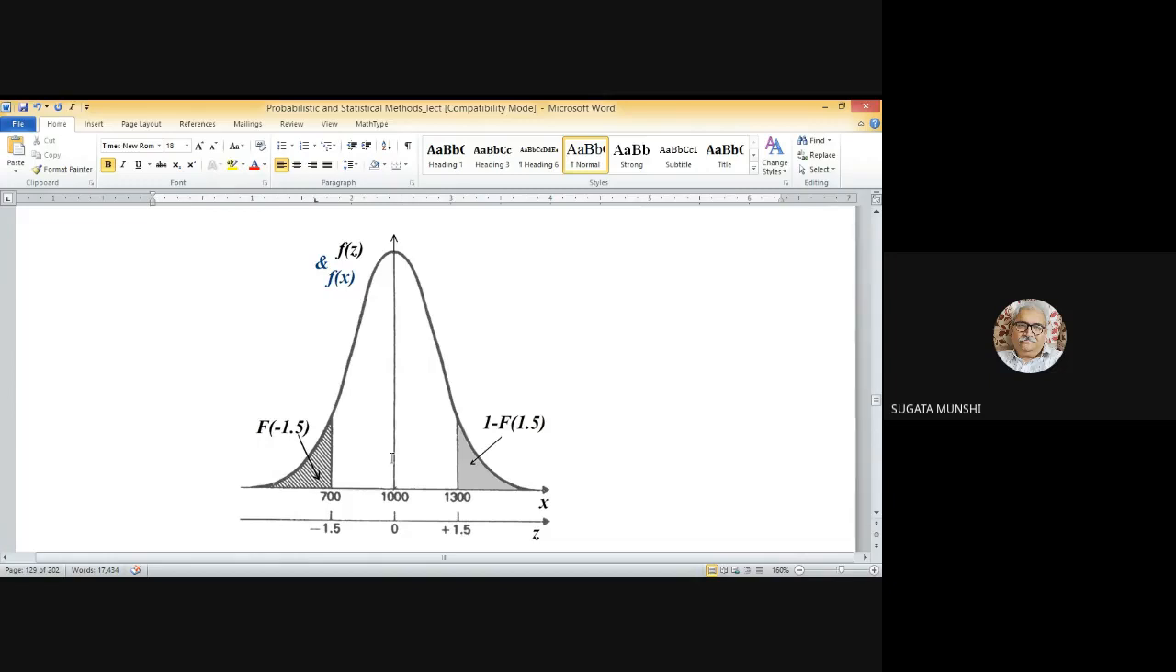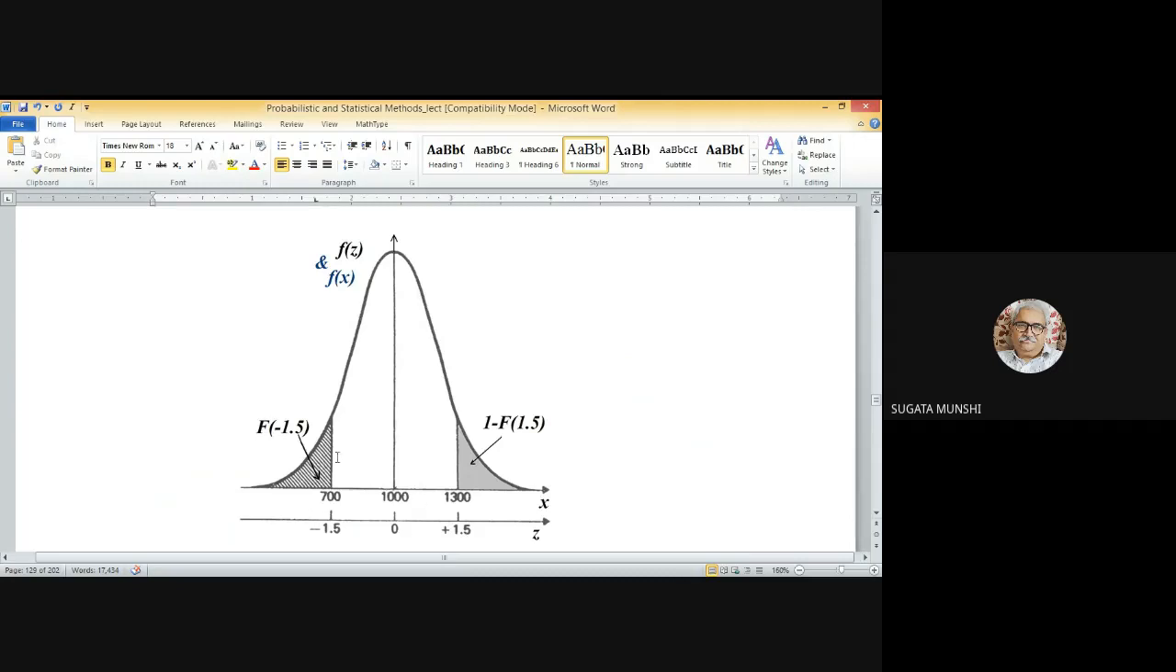That area, due to symmetry of f of z, will be the same as the shaded area here. So what is that shaded area? It is the total area under small f of z, that means 1 minus this area. Just follow my cursor. 1 minus this area. All right.